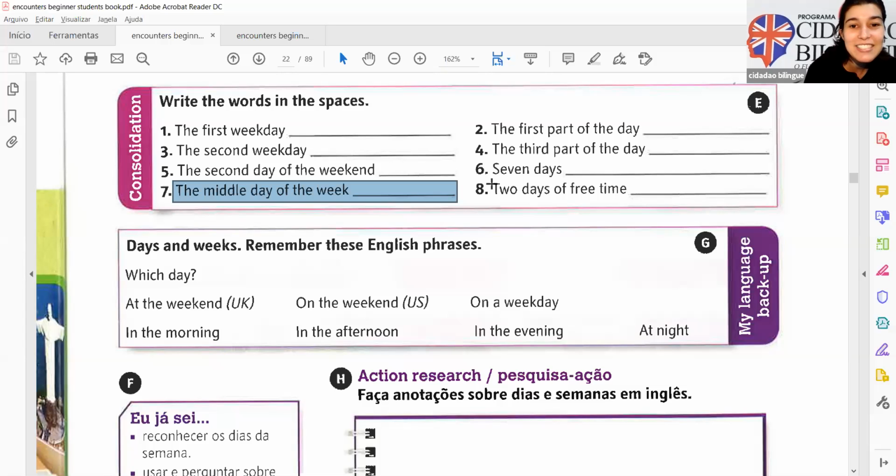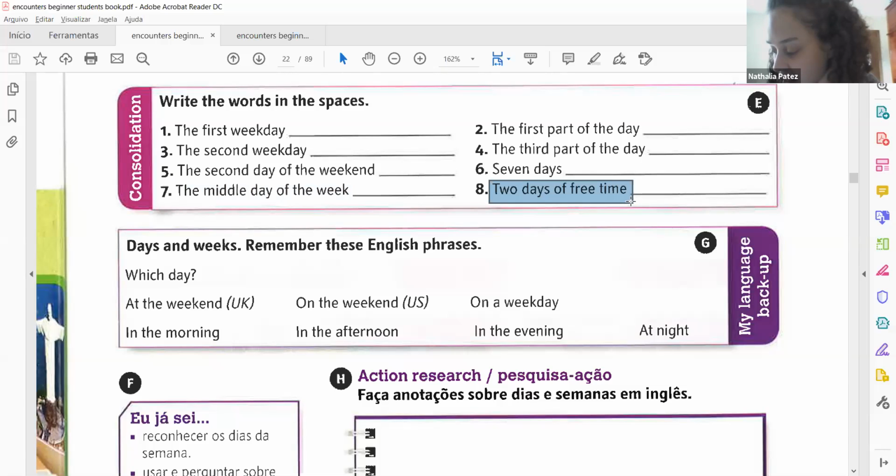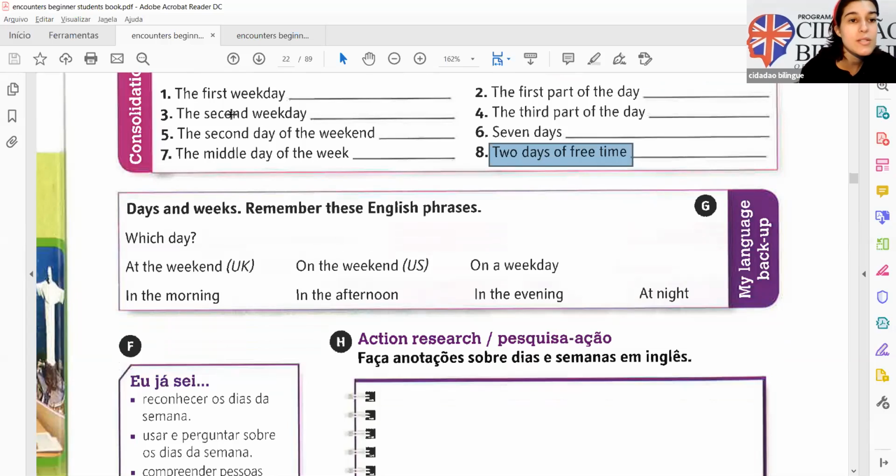Okay, and 2 days of free time. 2 dias de tempo livre. Sunday and Saturday, but we call it weekend. Final de semana, weekend. Okay? 2 days of free time, weekend. Okay, so.